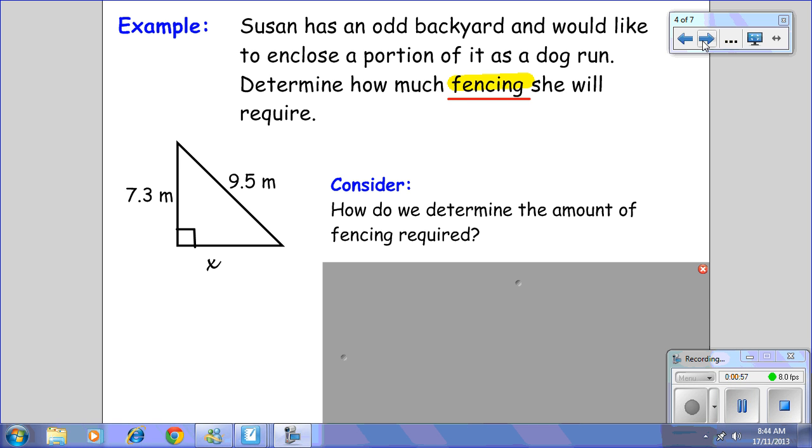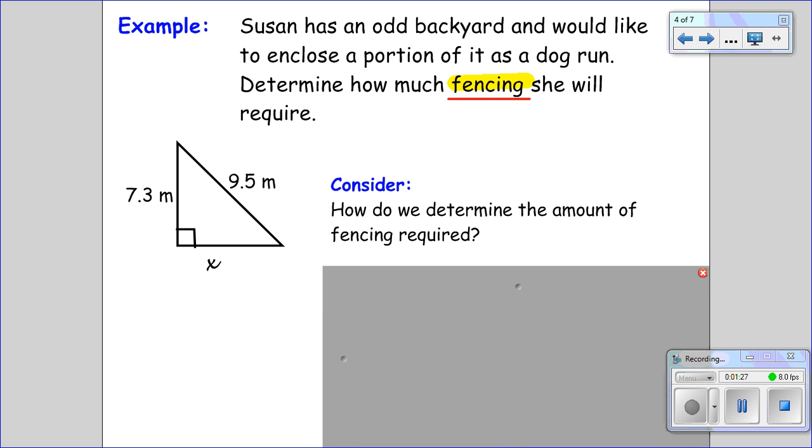Obviously, the only thing we really underlined was fencing, because that's what we're trying to find. It tells us fencing goes around a yard, so we need to find the perimeter because we're going to go around. Now, if we look at the diagram over here to the left, it's a triangular yard. Kind of odd for a dog run, but we're going to go with it. How much fence do you have to put up? Well, I need to figure out the distance around, which is my perimeter.